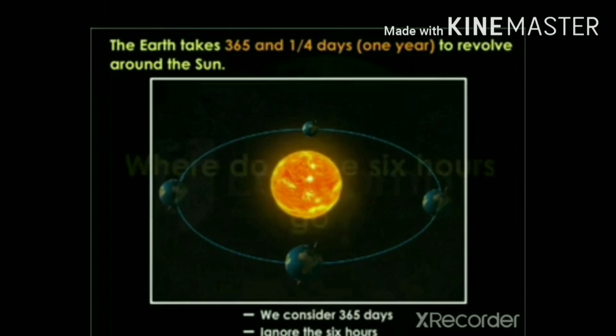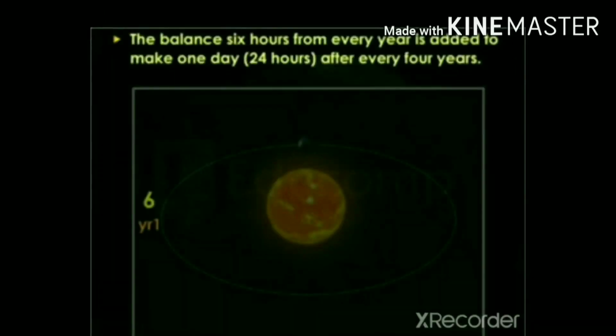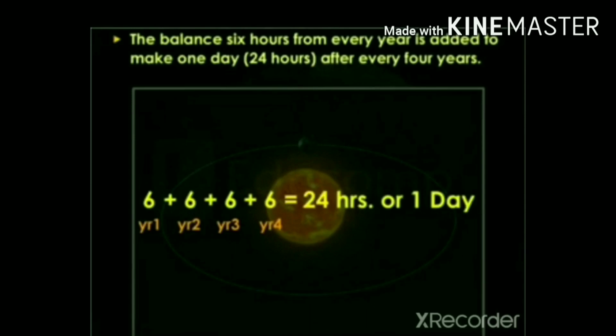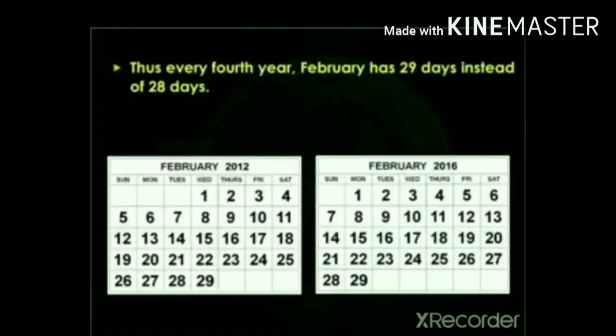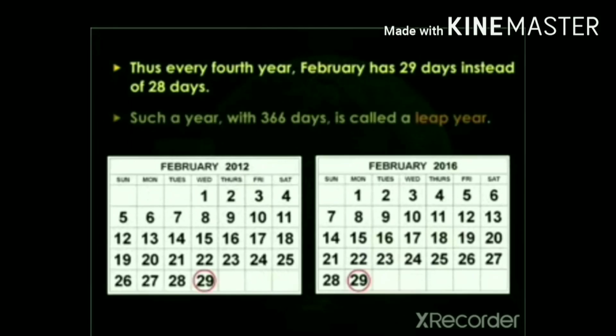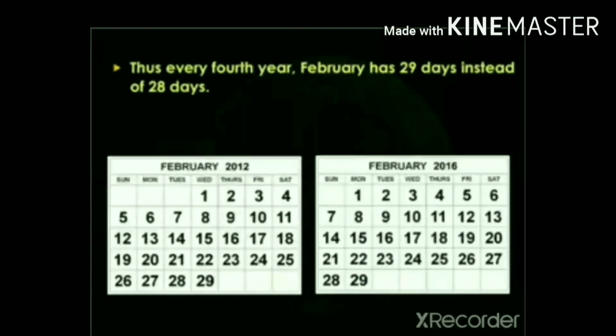Where do these 6 hours go? The balance 6 hours from every year is added to make one day or 24 hours after every 4 years. This extra day is added to the month of February. Thus, every fourth year, the month of February has 29 days instead of 28 days. Such a year is called a leap year. So, a leap year has 366 days.